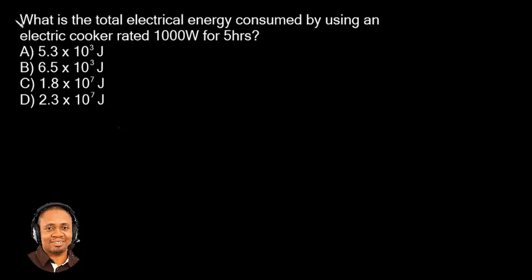This is question 5, JAMB Physics 2018, which goes thus. What is the total electrical energy consumed by using an electric cooker rated 1000 watts for 5 hours? The electrical energy formula is E equals the power, which is measured in watts, times the time T, which is measured in seconds.